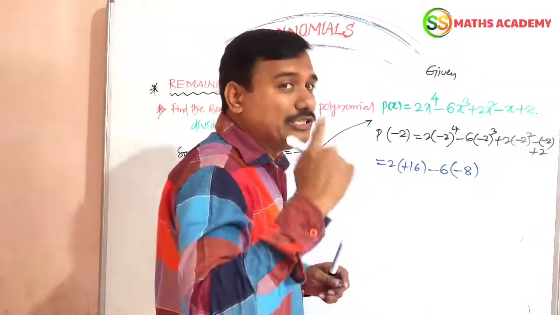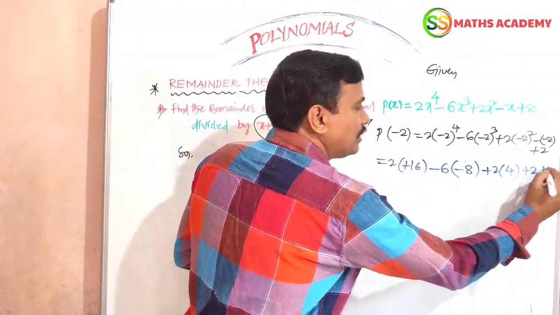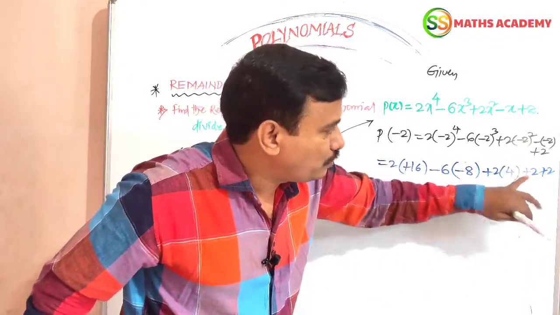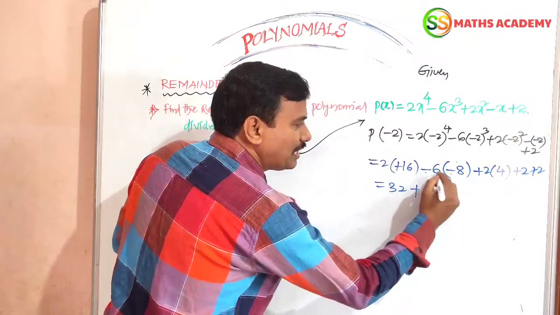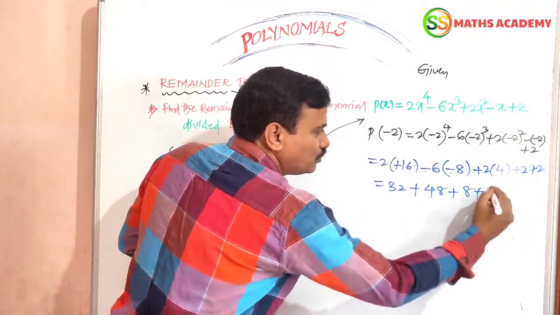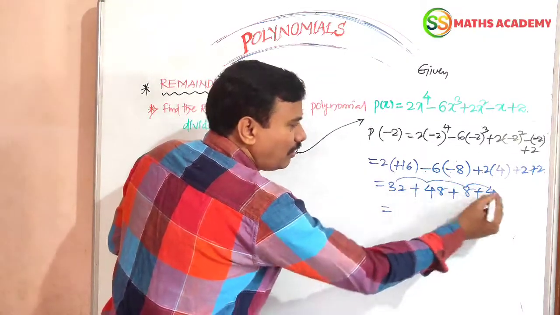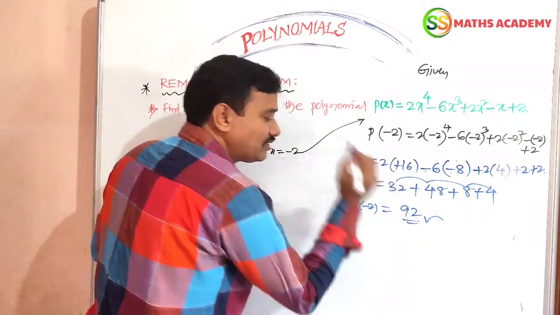2 cube power 8, 2 into 2 into 2, 8. Now plus 2, here 4, here plus 2, here plus 2. Minus 2 into minus 2 plus 2. 2 16 is 32, minus into minus plus, 6 into 8 is 48, 2 into 4 is 8, here 2 plus 2 is 4. Sum of these all is 92. Therefore p of minus 2 equals 92.